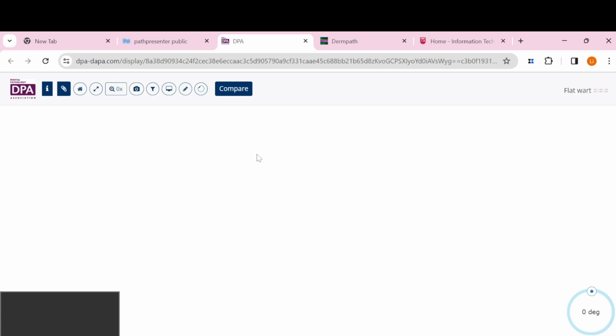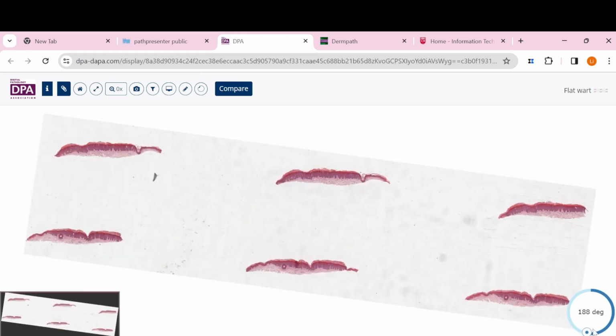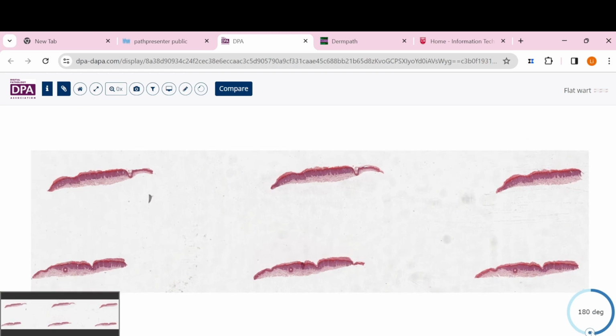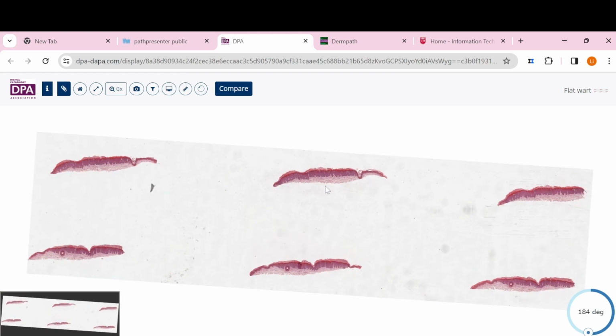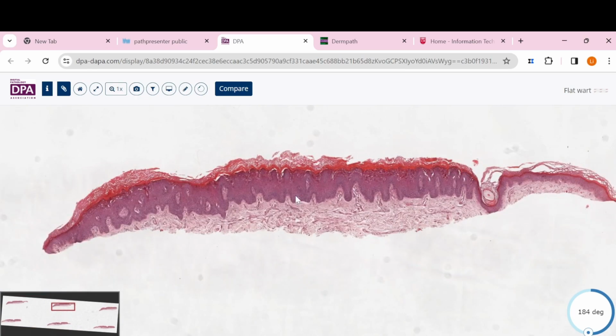Let's see one of the differentials I can think about. That is a flat wart, also called verruca plana. You can think this one does not have that obvious warty look. What you can find is just thickened epidermis. But when you look at a little bit higher power, you can see they still have this papillomatosis, but the lines are not really long. That's the reason we call this a flat wart.